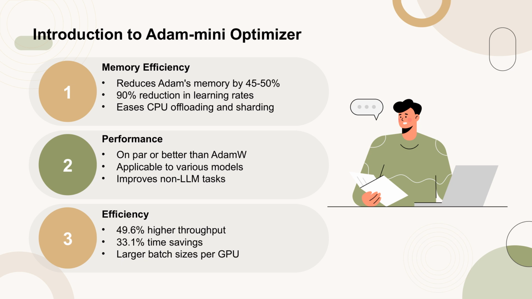Additionally, it shows improvements in non-LLM tasks such as training diffusion models, vision models, and graph neural networks. The efficiency of AdamW is further demonstrated by its 49.6% higher throughput and 33.1% time savings during pre-training of Llama 2-7B on 2x A800-80GB GPUs.